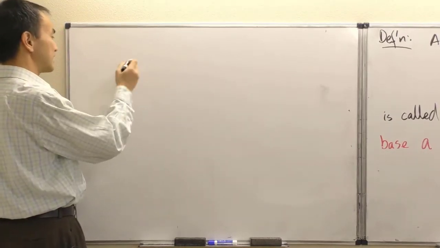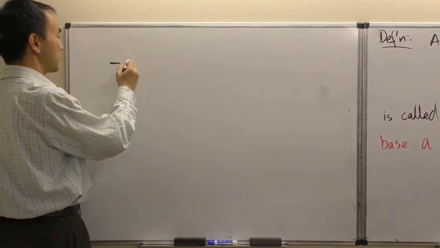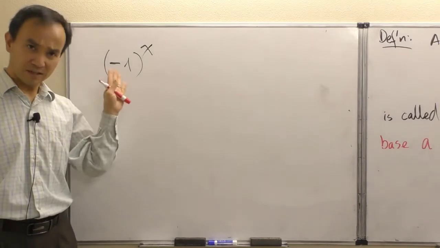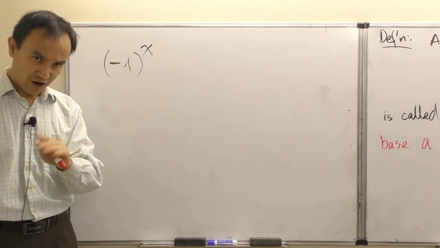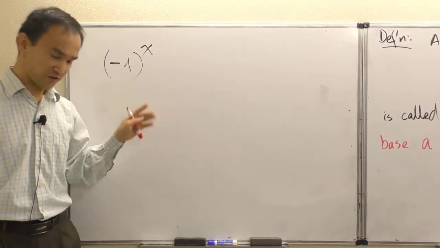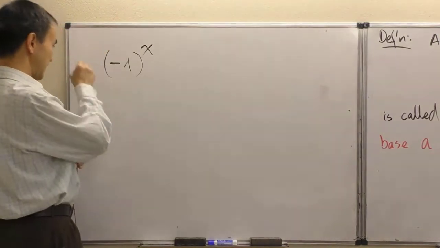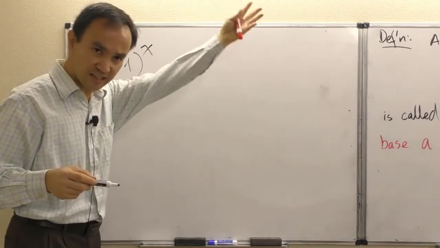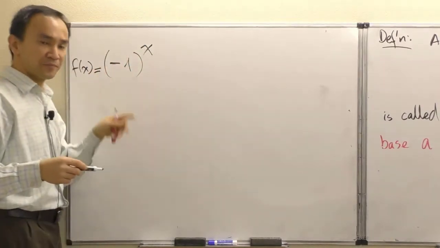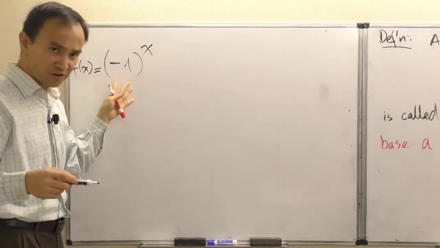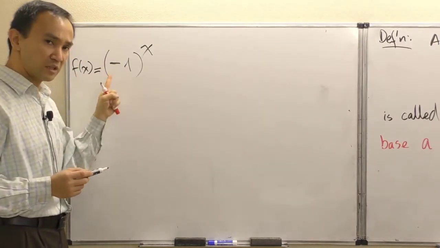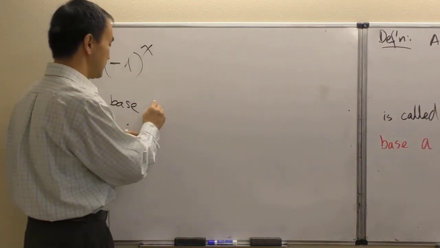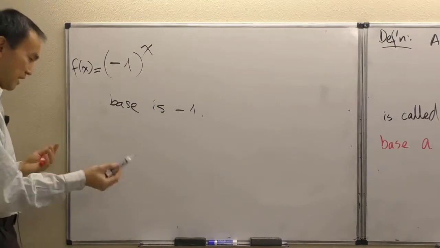Let's say we're looking at (-1) to the x, for example. This could be a function. Don't get me wrong on that. It could be a function, because as long as we give an input and we have an output, and each input gets exactly and only one output, we have a function. So I'm not saying that this is not a function. But with this function right here, the way I define it, the base is -1.